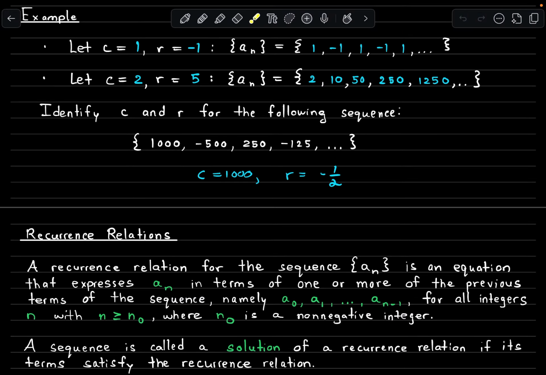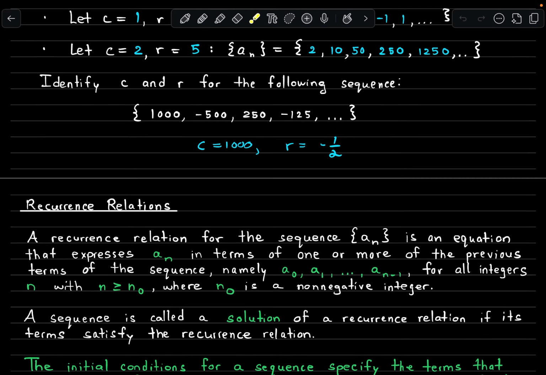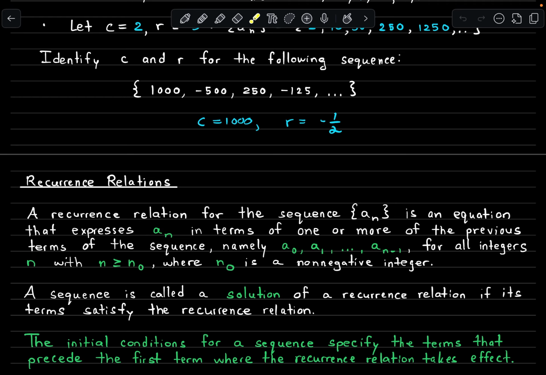So let's see. A sequence is called a solution of a recurrence relation if its terms satisfy that recurrence relation. All right. And the initial conditions for a sequence specify the terms that precede the first term where the recurrence relation takes effect. So a recurrence relation is often not going to start from A0. Well, it can't start from A0, right? Because what's the preceding term? What can we define A0 in terms of that comes before it? Nothing. So oftentimes at least A sub 0 has to be given as an initial condition, okay?